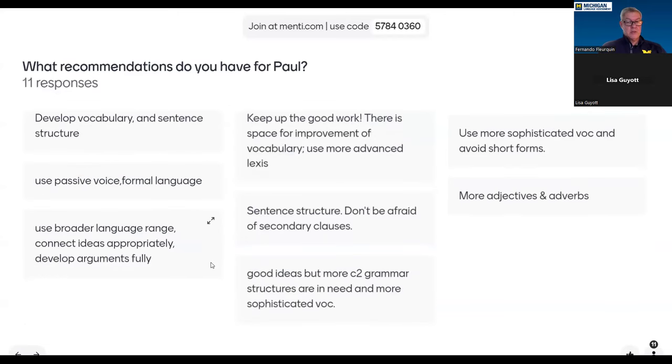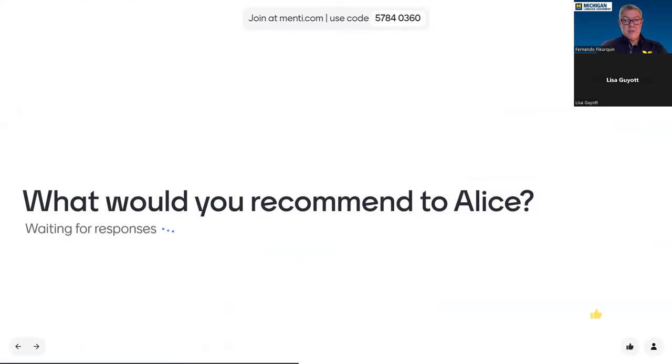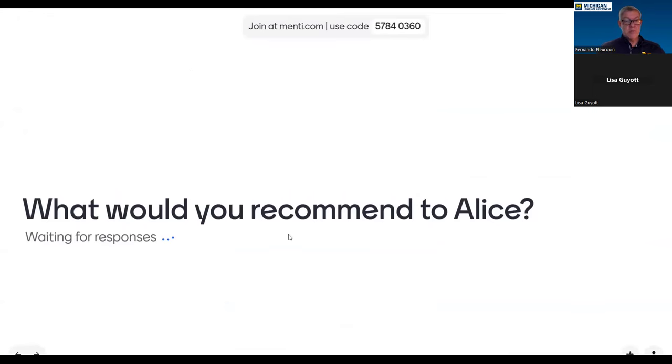Great, good ideas. More C2-level grammar structures are needed, and more sophisticated ones. Well, that's a perfect summary. Great. Let's look at examples for recommendations for Alice. Let's see what you have. And I'll answer the rest of your questions now, once we finish with this.